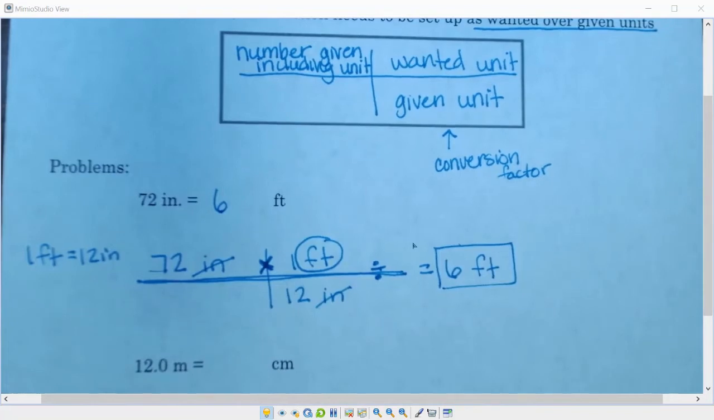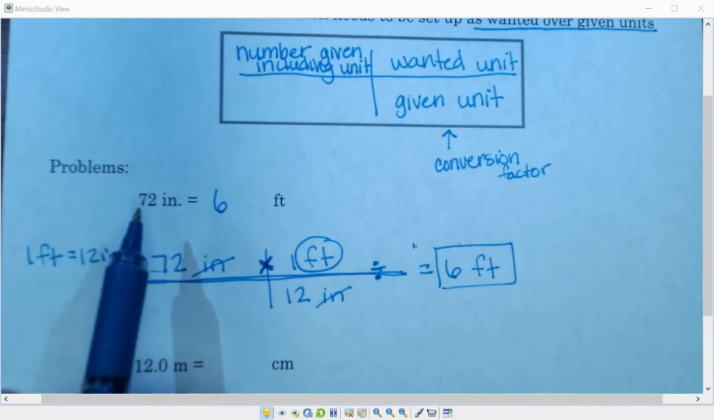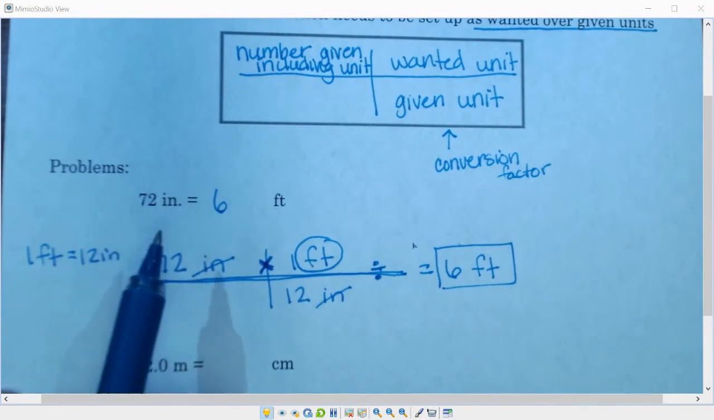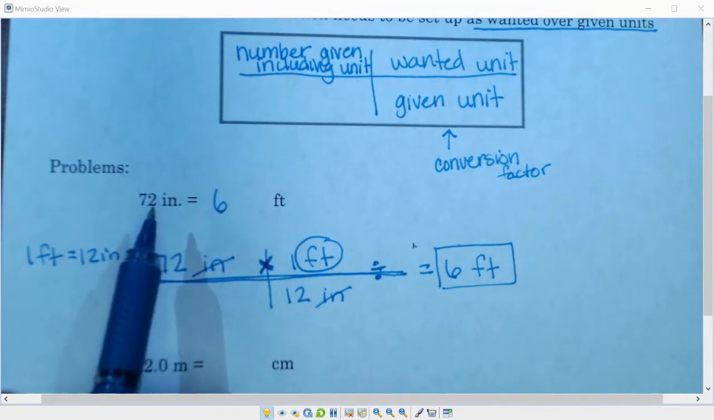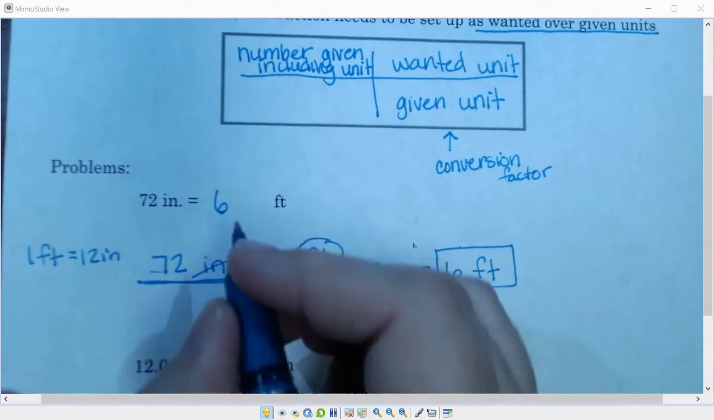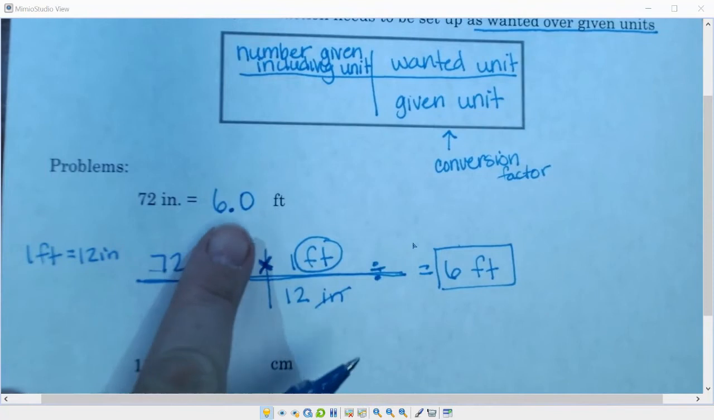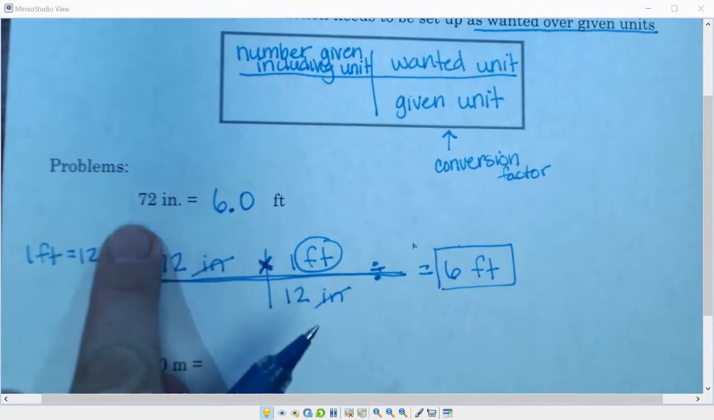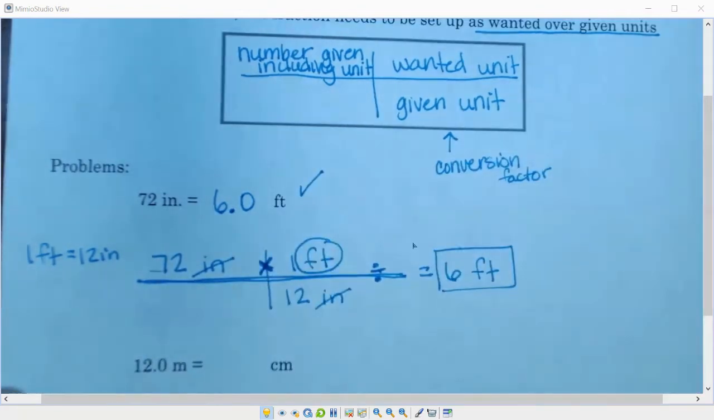And if you recall, sig figs, the number 72 has 2 sig figs in it. So this is 1, 2 sig figs. There's no zeros here that we have to consider. The number 6 only has 1 sig fig in it, which means we need to make an adjustment because our answer must match the same number of sig figs as our original question. So if I add a 0.0, that now makes my answer have 2 sig figs. So 72 inches is equivalent to 6.0 feet. That is how you do dimensional analysis.